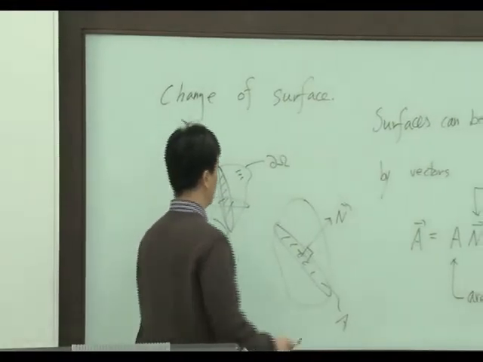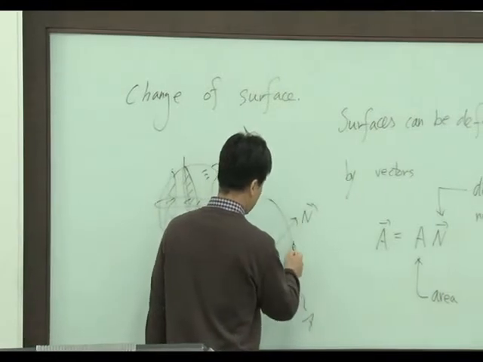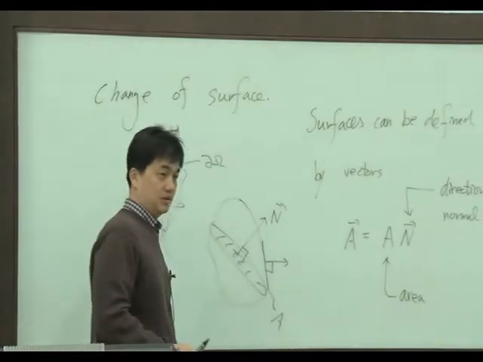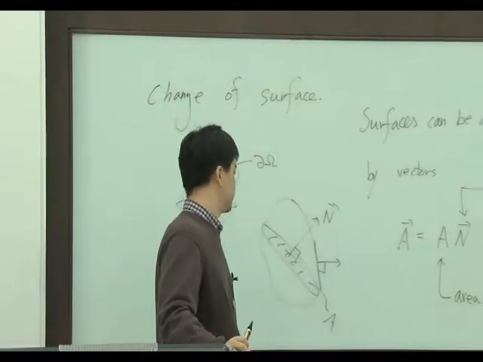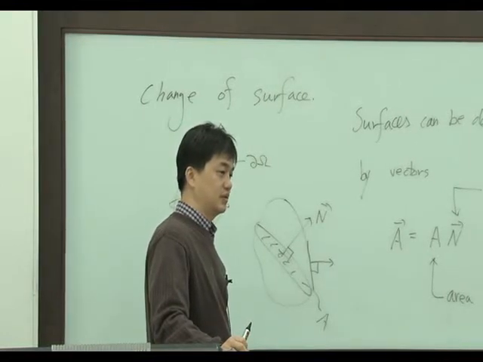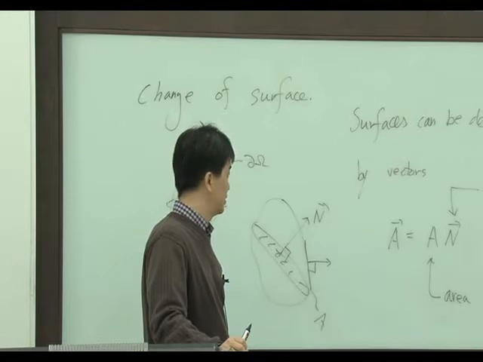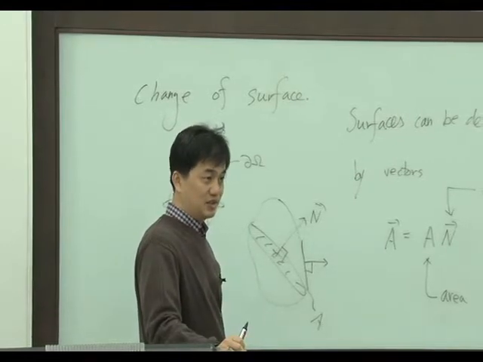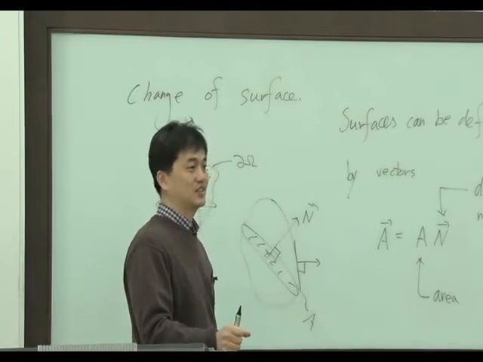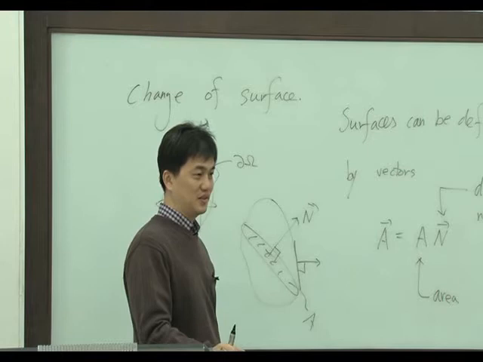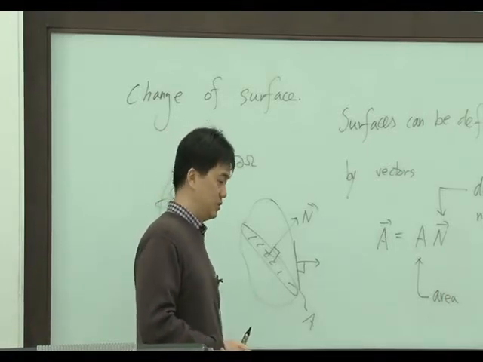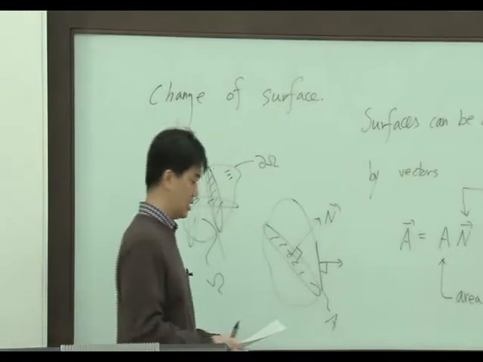And also, the external surface can also be defined by its normal vector and area. So surface and area are different, right? Area is a scalar, but surface is a vector. Maybe this could be a new concept for all of you, but it is very important in mechanics.